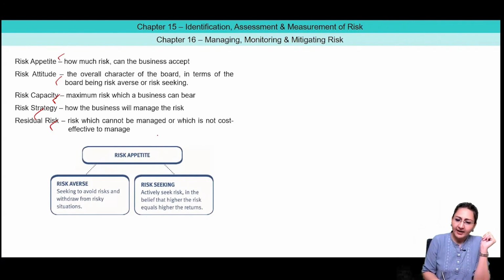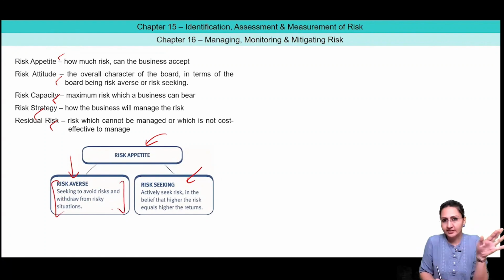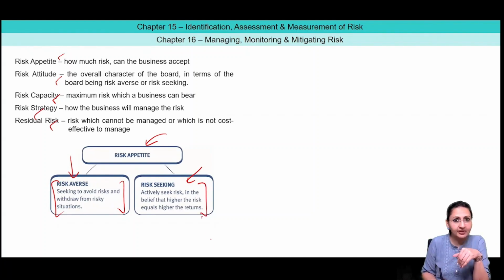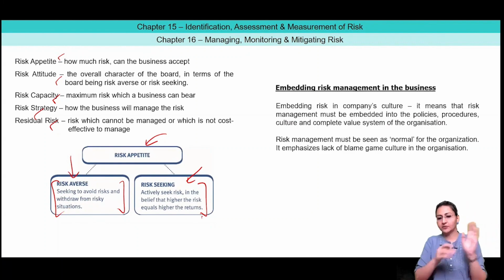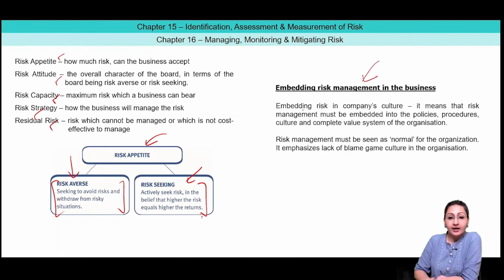Then when we say risk appetite, a company can be risk averse or a company can be risk seeking. Risk averse is when the company avoids risks. While there can be companies who want to take risk, they are risk takers. So use these words. Now, another favorite question of the examiner. How can you embed risk management in the business?